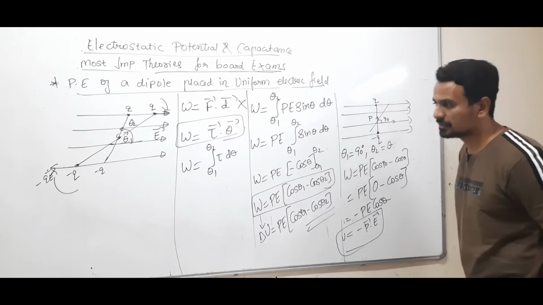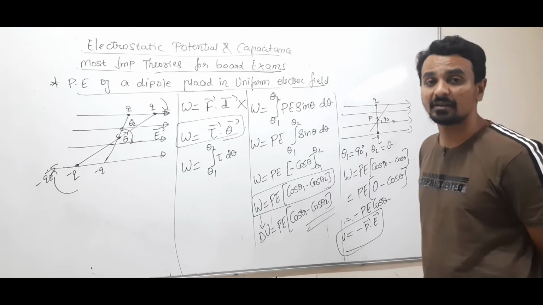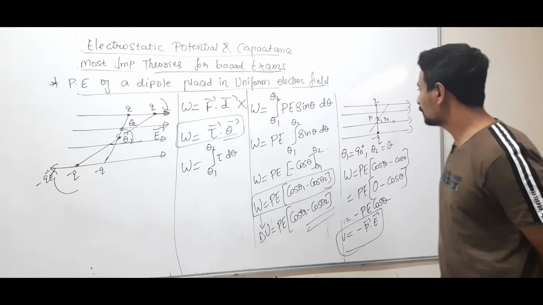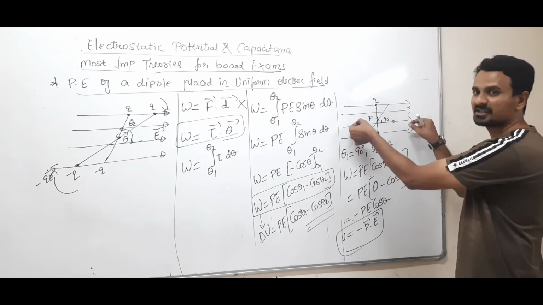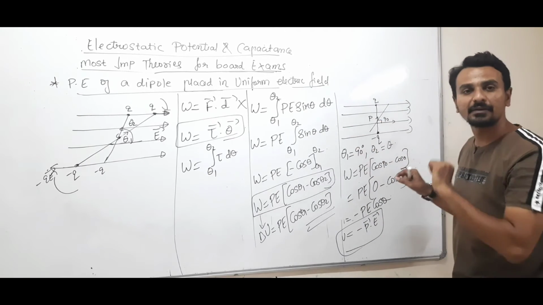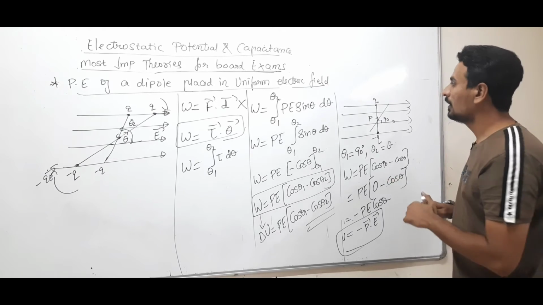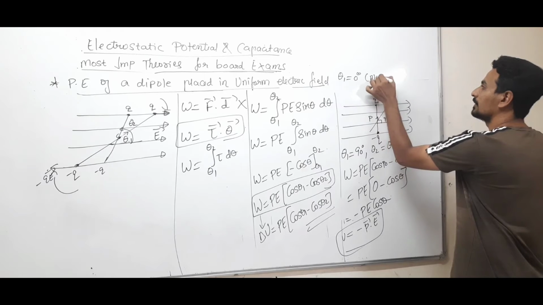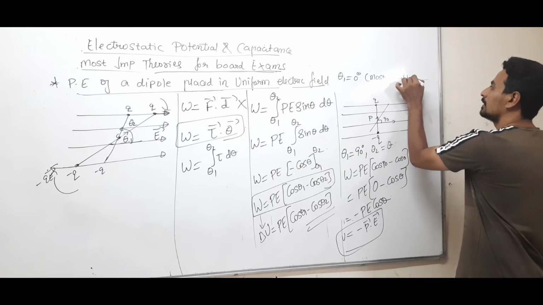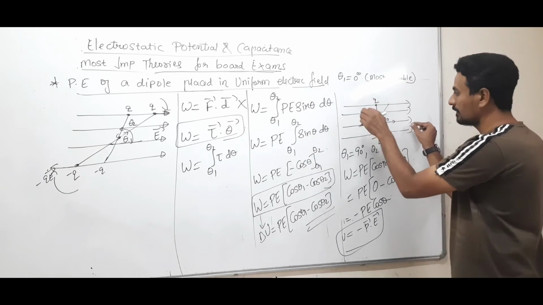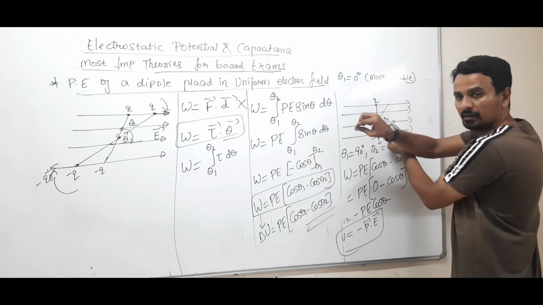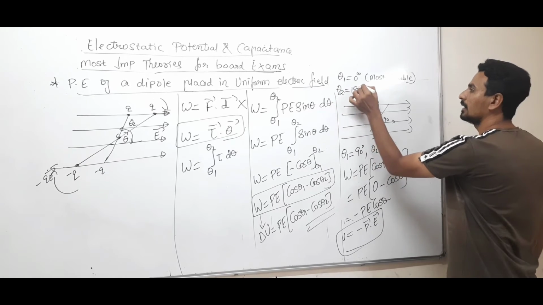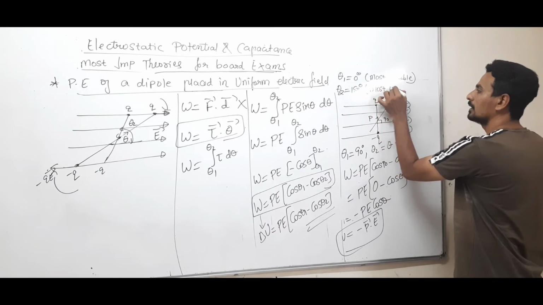If you have been asked to find the work done to rotate the dipole from the most stable to the most unstable position, which is the most stable position? When dipole is placed parallel to electric field, that is when theta 1 is 0. Theta 1 is 0, that is the most stable position. Clear? And if I am rotating this from 0 to 180, so theta 2, when it is 180, it is the most unstable position.